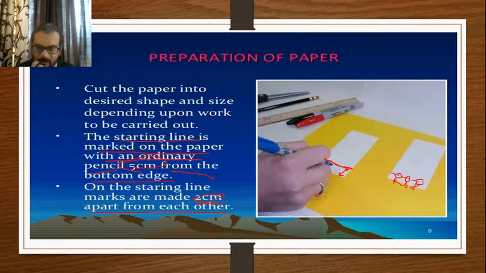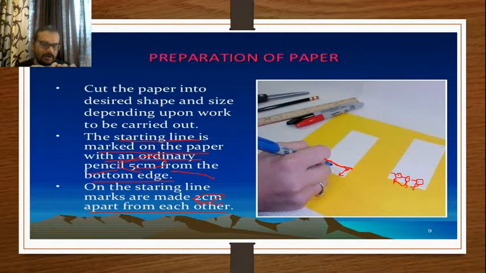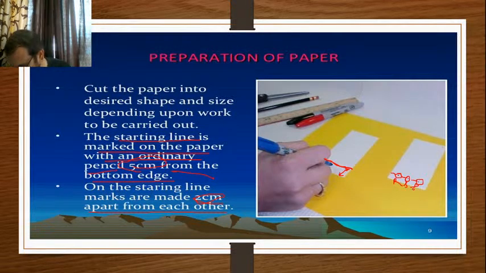So what are the practical requirements, or the preparation of the paper? You need to cut the paper in a size and shape depending upon the different factors which I already discussed. The starting line needs to be drawn with a pencil 5 cm from the bottom edge, and more specifically you can draw the 2 cm dots on it, so that you can easily apply the sample on the filter paper itself.